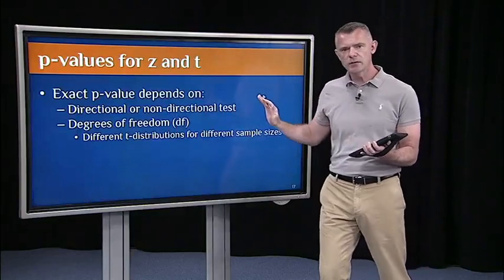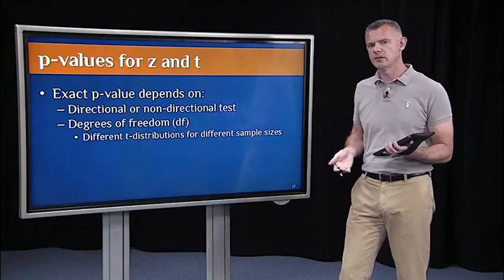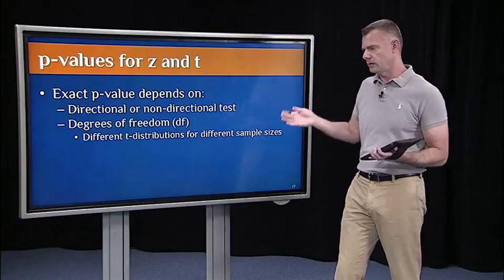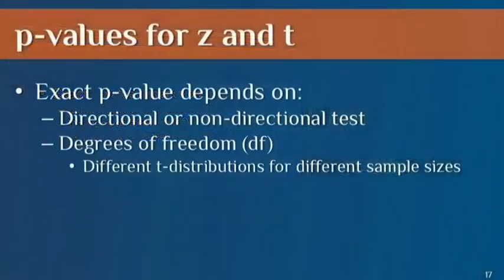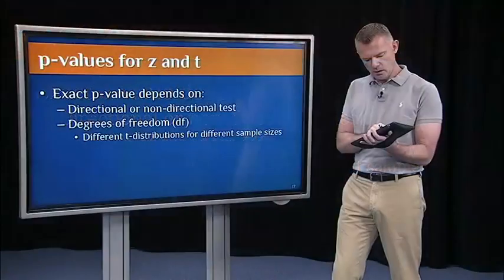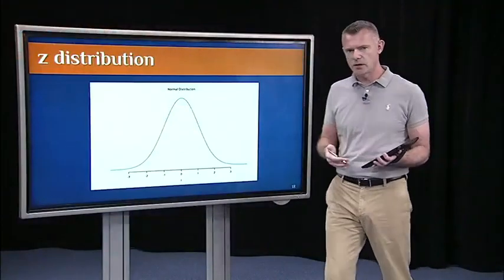The p-values for z and t, where do those come from? So remember back to the central limit theorem, it's exactly that. It's going to depend on whether we do a directional or non-directional test, and it's going to depend on our sample size.